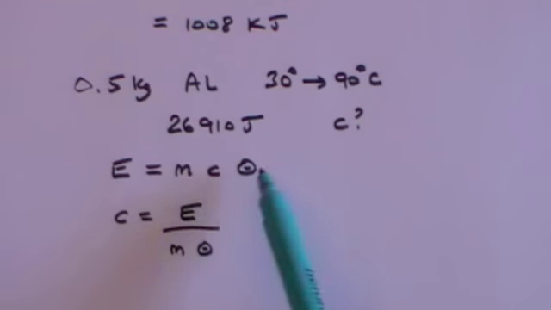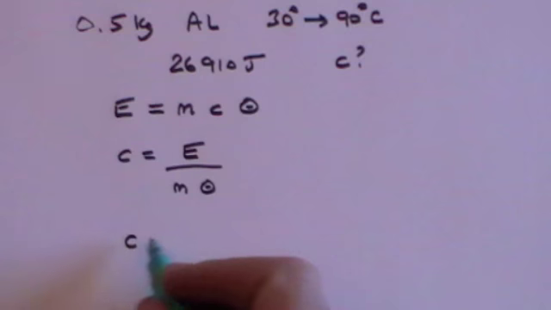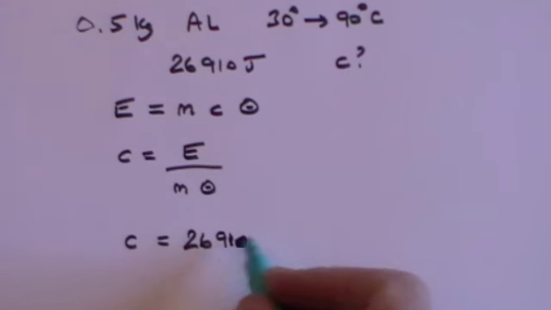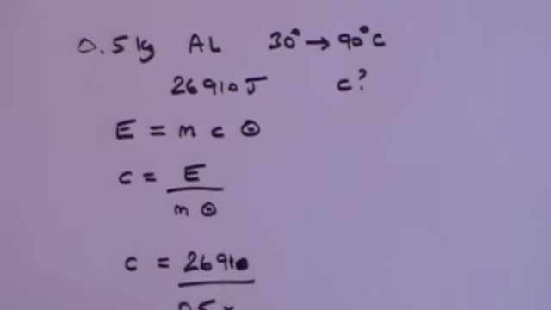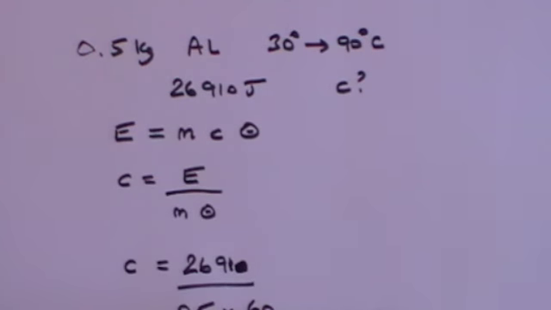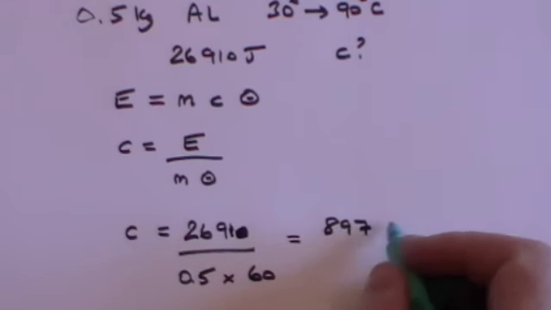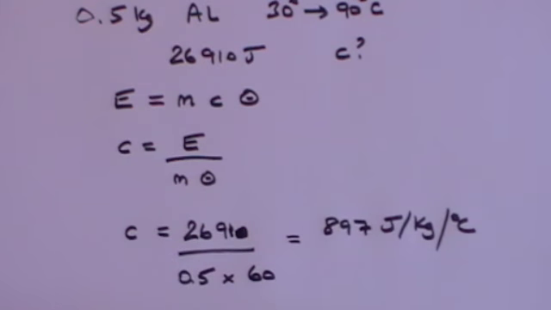If you divide this side by mθ, you just get C. If you divide this side by mθ, you get E over mθ. So now we just put in the values. C is equal to E. Well, it took 26,910 joules to get the temperature change. The mass, we are told, is 0.5 kilograms, and the temperature change was 30 to 90, so that's 60 degrees. And if you work that out, you will get 897 joules per kilogram per degree centigrade. So the specific heat of aluminium is 897.